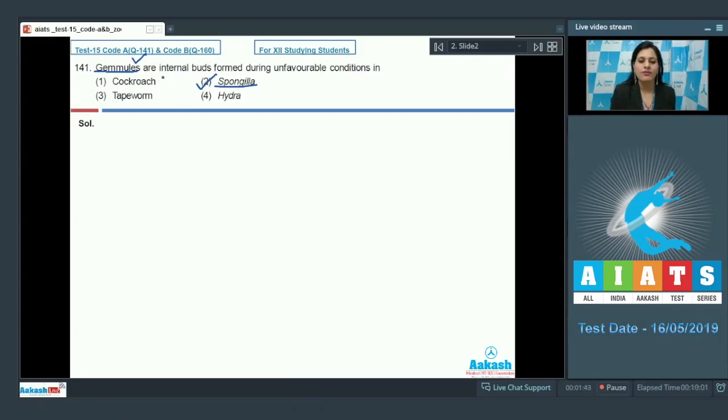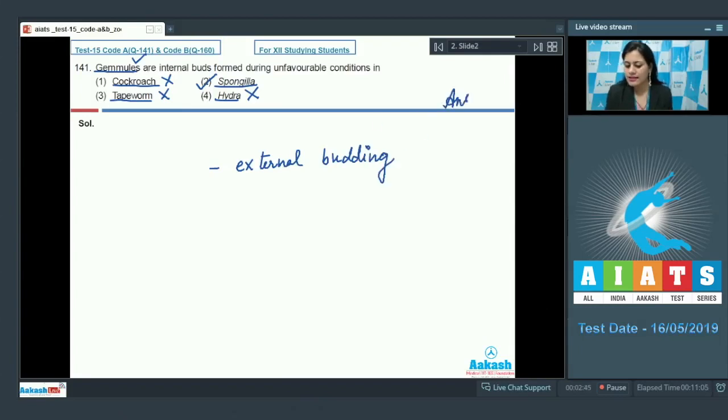Let's discuss rest of the options. The very first option is cockroach, and this cannot be a correct answer to our question because cockroach is an insect. It's an arthropod which does not exhibit internal budding and reproduces sexually. Third option is tapeworm, and this cannot be a correct answer because tapeworm is a platyhelminth which does not exhibit internal budding and reproduces sexually. And the last option is hydra, and this cannot be a correct answer to our question because hydra is a coelenterate and exhibits external budding. So the correct answer to this question is option number 2. Let's discuss our next question.